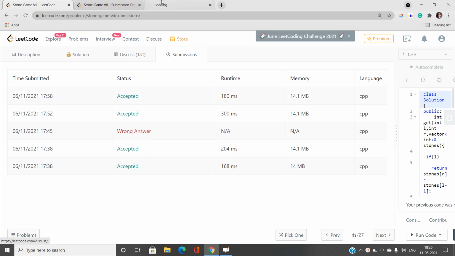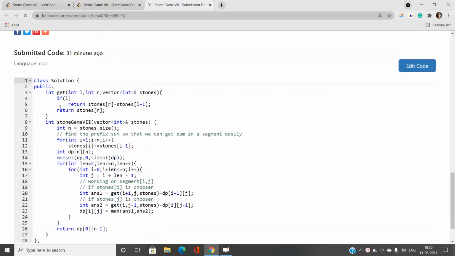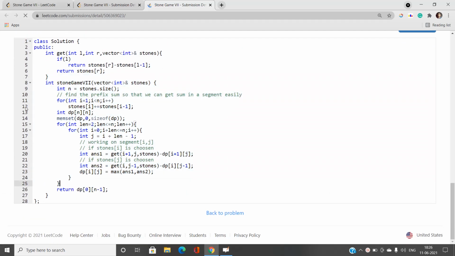I will explain it out. Okay, so this is for a bottom up approach. Let's discuss what this get function is doing over here. If we have been given some L to R, the get function is going to denote the sum of the values in the range L to R, right?